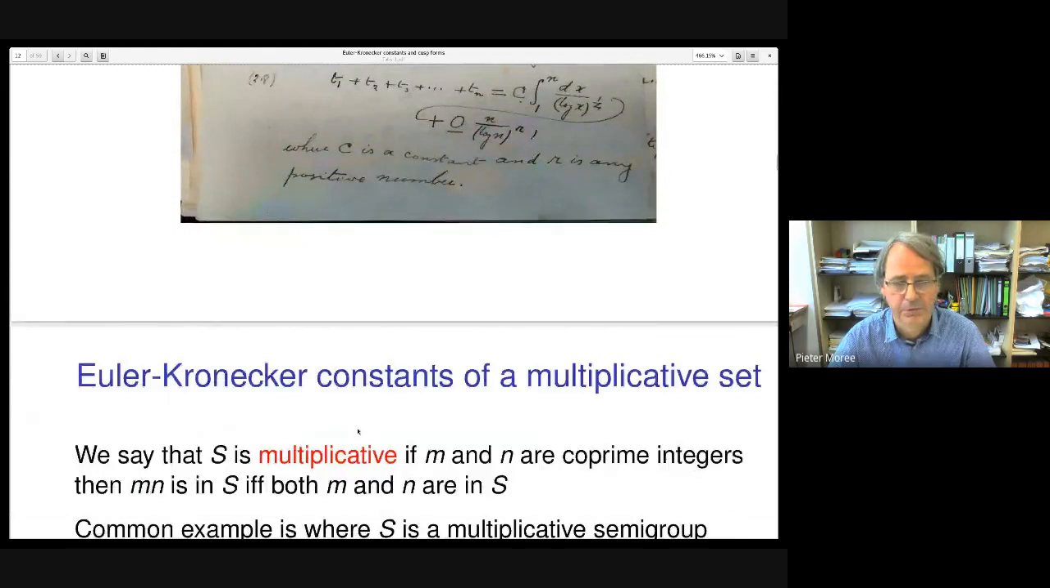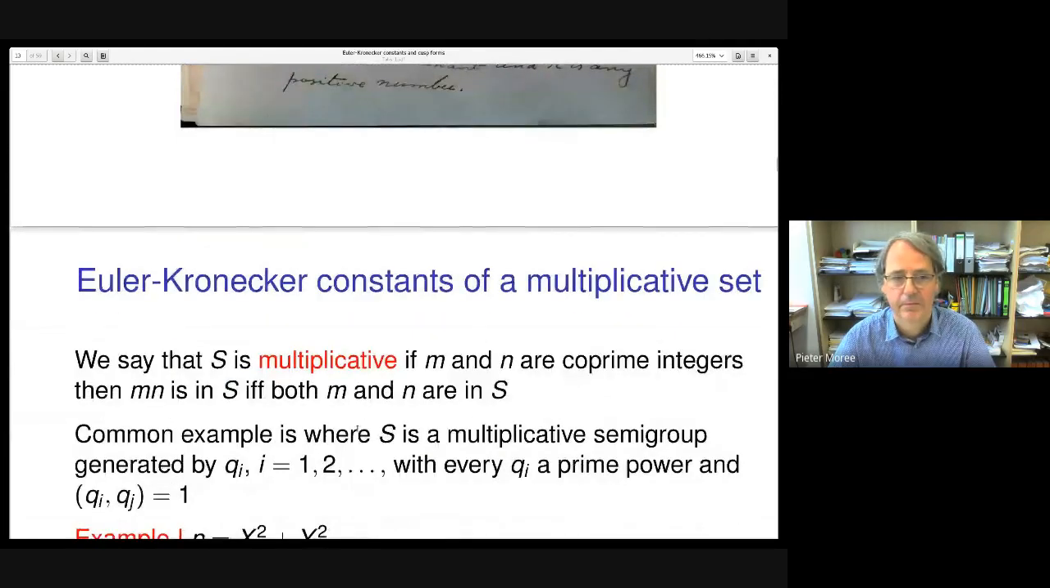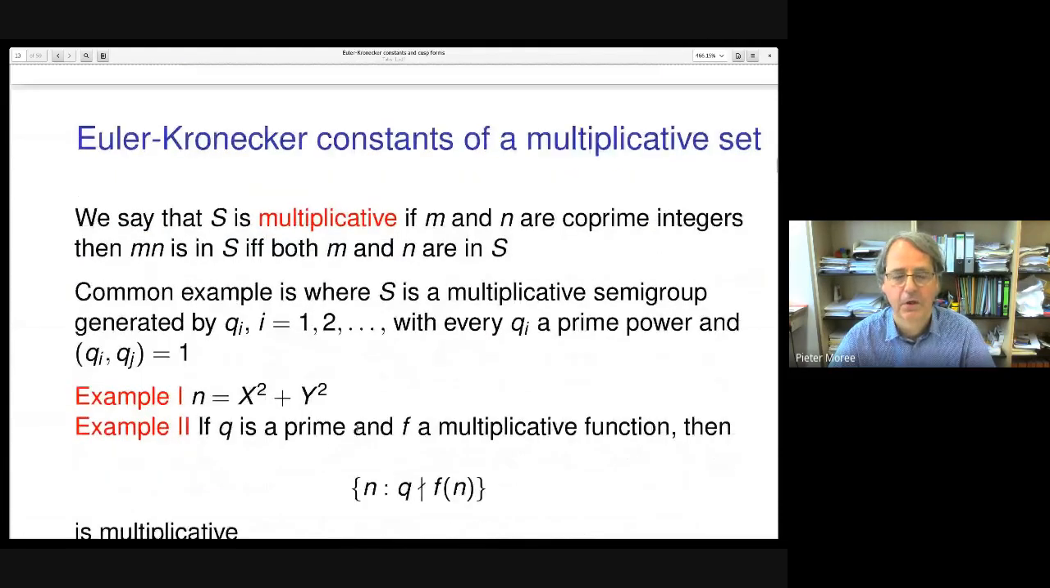That's what I disproved. Now I come back to the Euler-Kronecker constants, but in a more general setting. Ihara had looked at it in the setting of Dedekind zeta functions, and we will come back to this Dedekind zeta function.